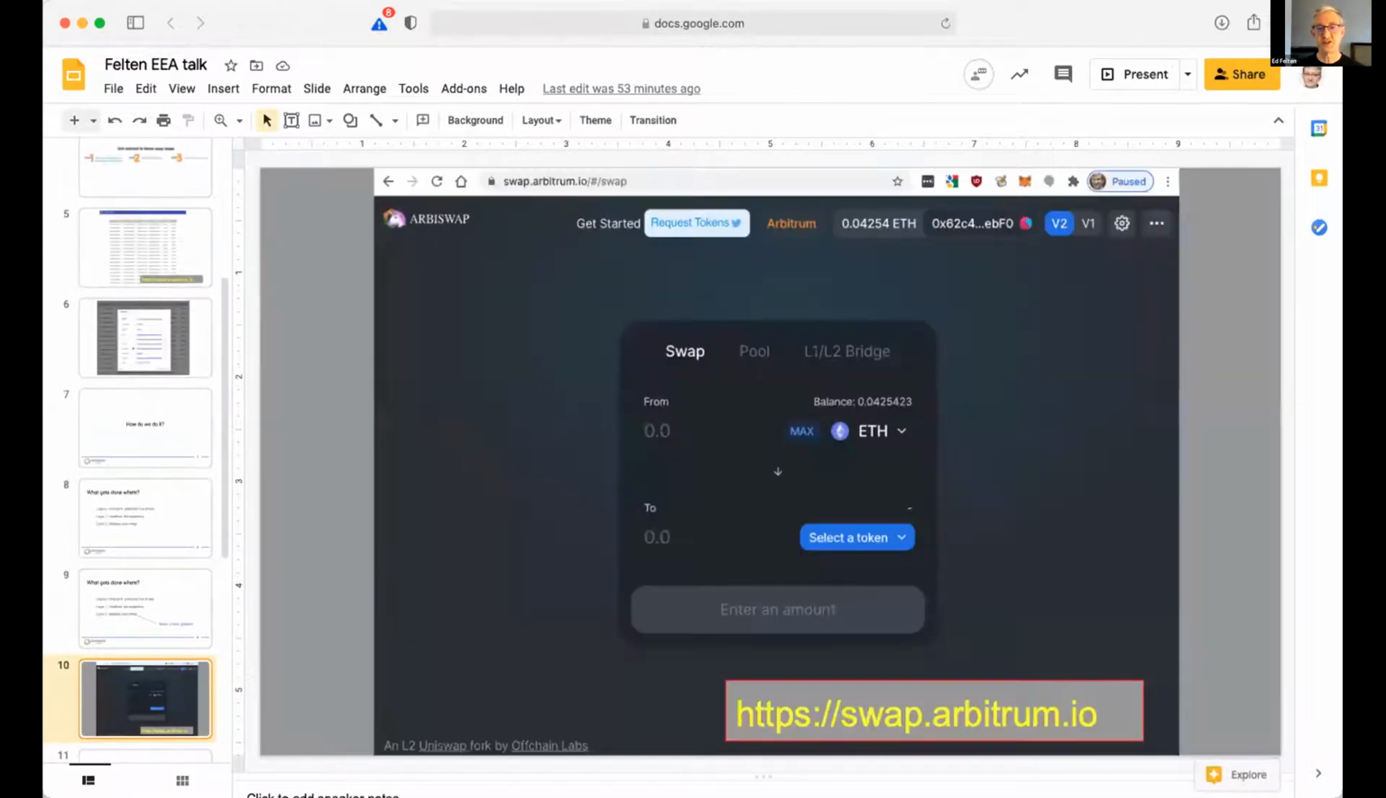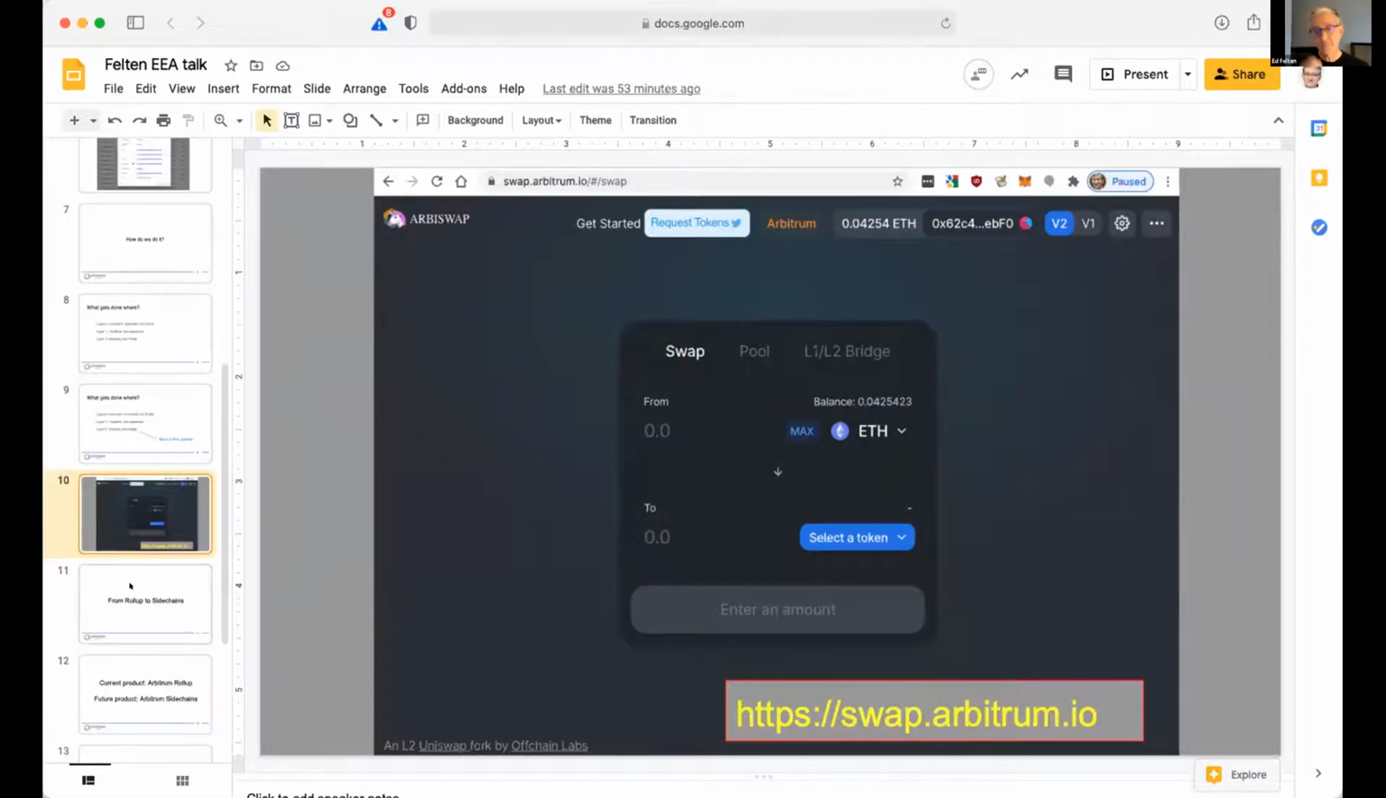You want to see an example of an application on the system? Here is one. We took Uniswap version 2. We ported it over. The contracts port pretty straightforwardly. We added some things to the UI, so it's evident that you're using a layer 2. You can go and try this right now at the URL that's here. So it's an example of how easy it is to port.